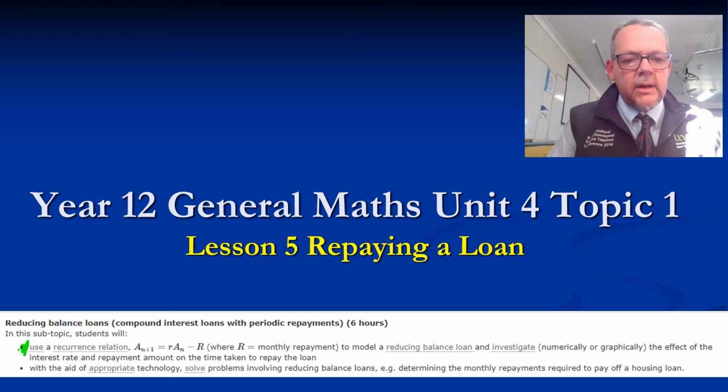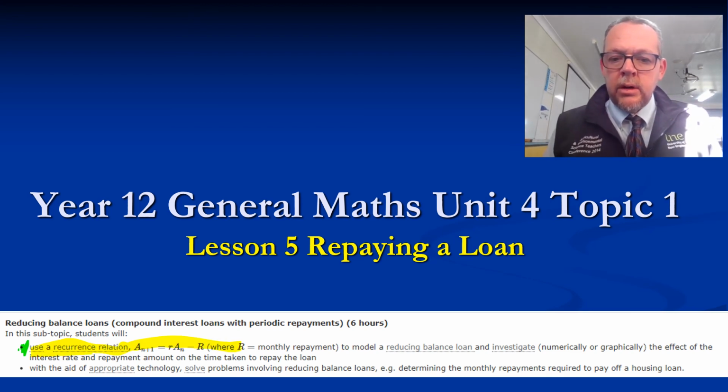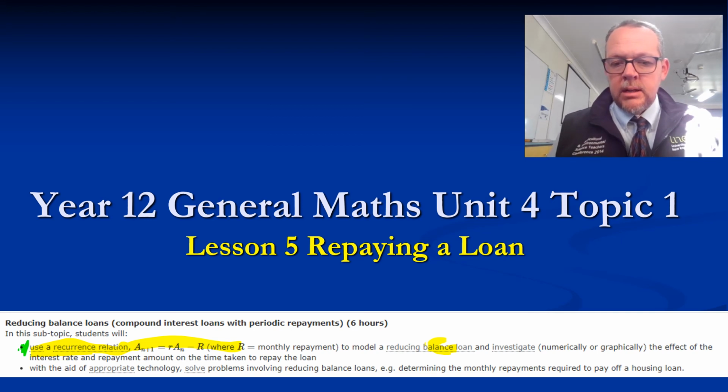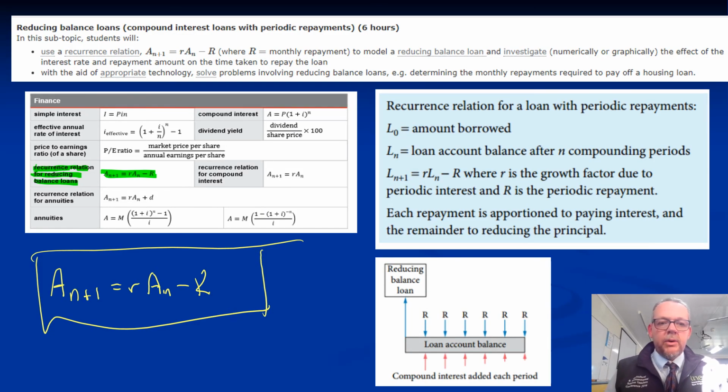What we want to do today is use our recurrence relation to determine your monthly home loan. We'll use this to model a reducing balance loan. That's where your balance reduces to zero and you've paid off your loan. Later on we'll look at the changes of interest rates and repayment amounts on the time taken to pay the loan. And finally we'll look at using Excel to help determine when a loan is paid off. So some important terminology.